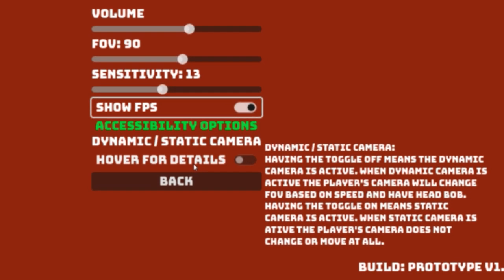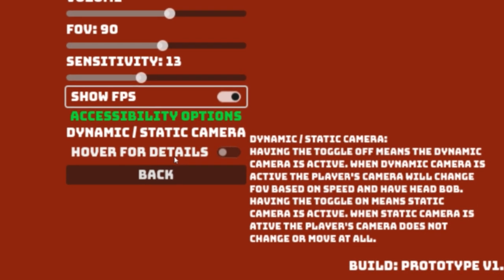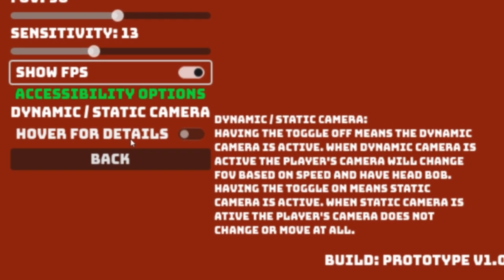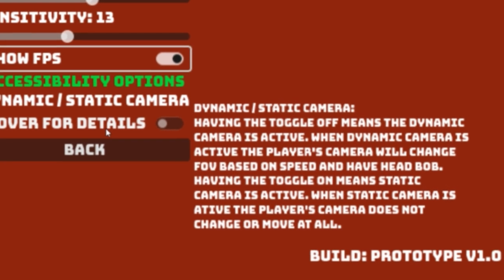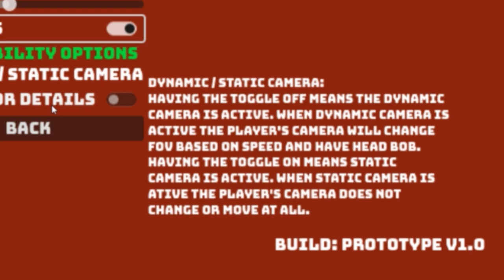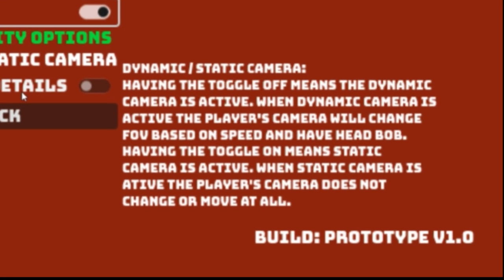So I was thinking, it was always in the back of my head, so I finally thought it was time to do it, and I made it so that you can disable the FOV change and the head bob. And that's just what dynamic and static camera is. The dynamic FOV changes, the static FOV doesn't change.